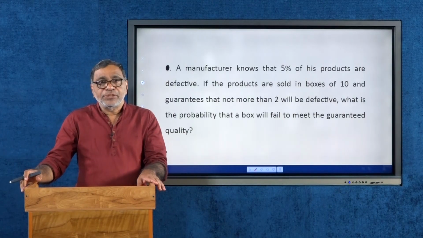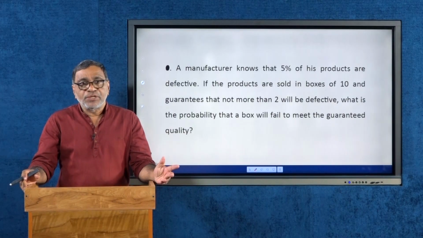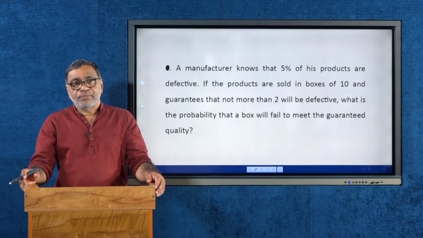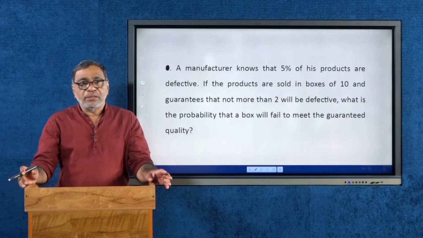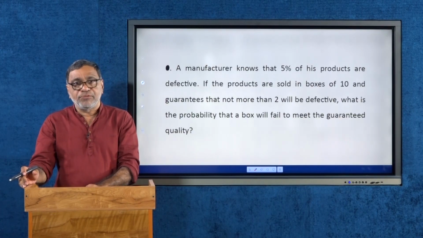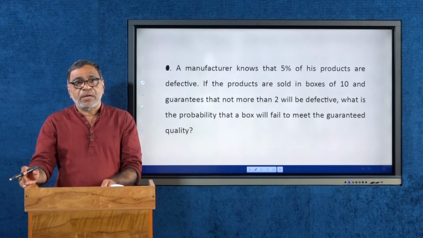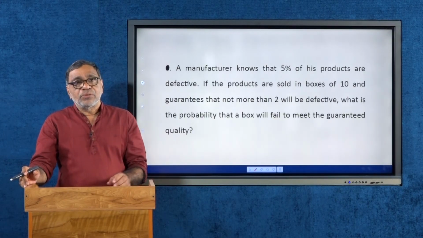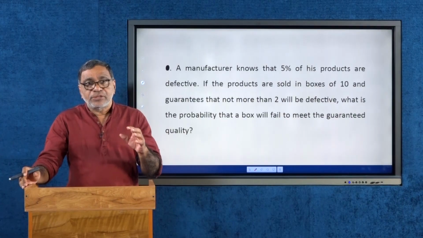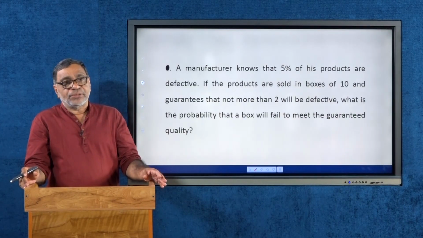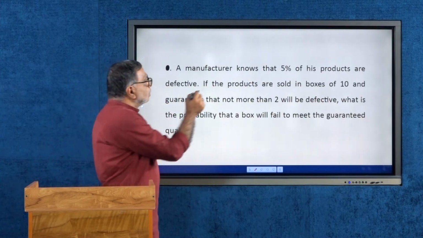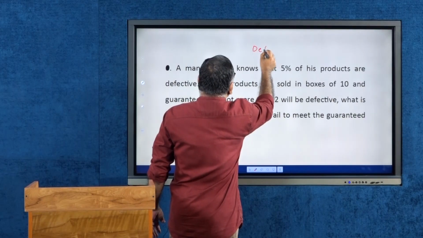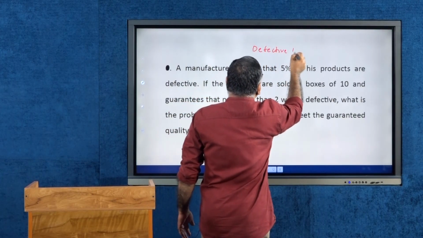Suppose a manufacturer knows that 5% of his products are defective. If the products are sold in boxes of 10 and he guarantees that not more than 2 will be defective, what is the probability that a box will fail to meet the guaranteed quality? So, here also the classification is either defective or non-defective.